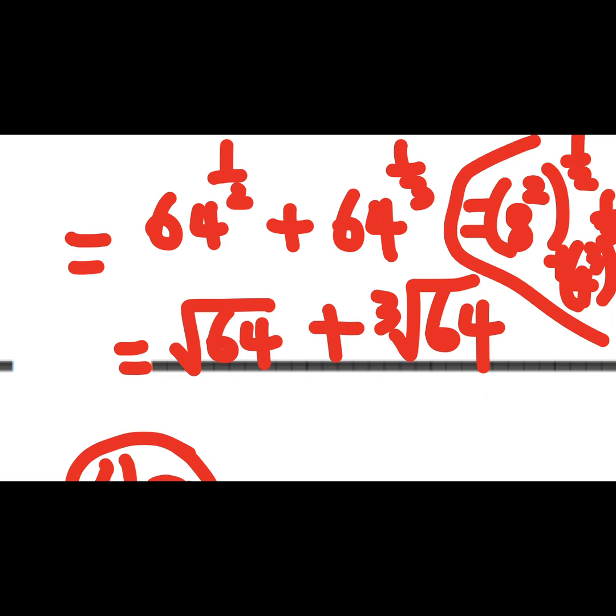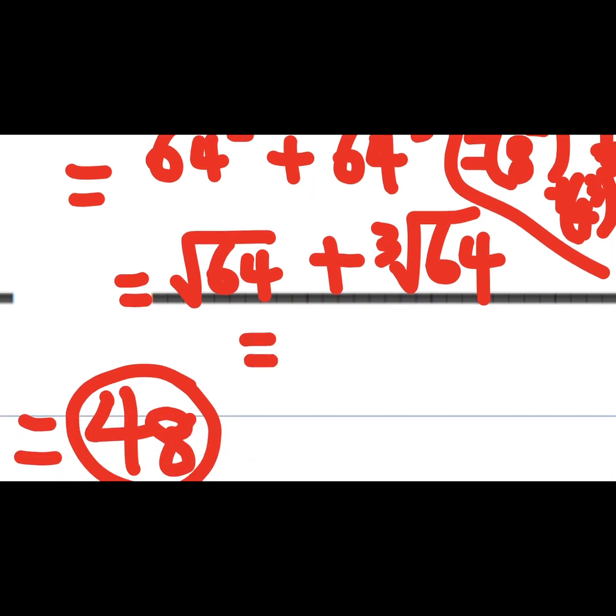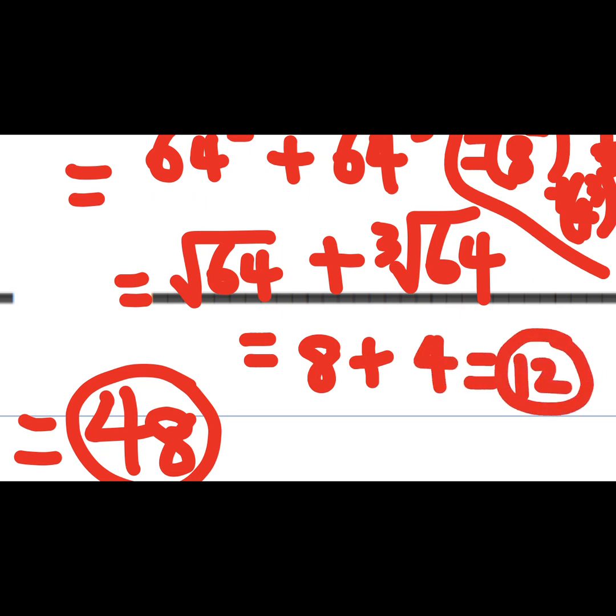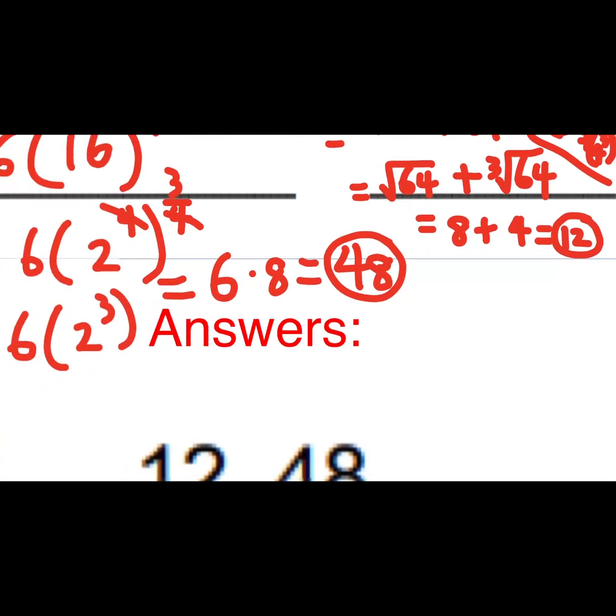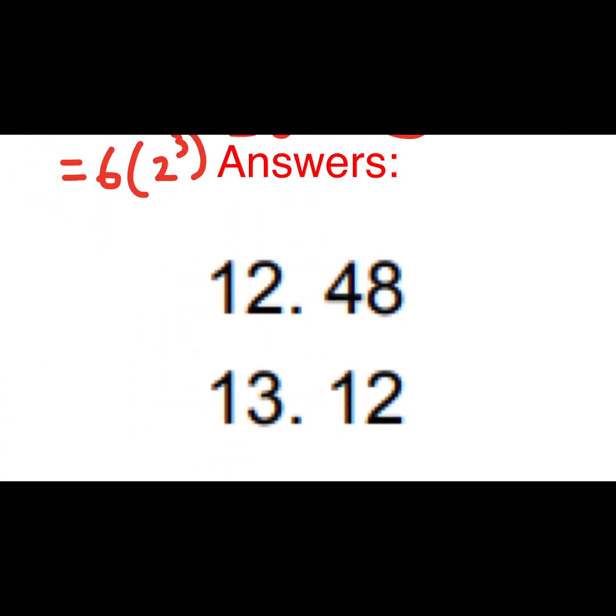So I'm going to separate this. And so the square root of 64 is 8. And then the cube root of 64 is 4. So the final answer is 8 plus 4, which is 12. And here are the answers again, 48 and 12.